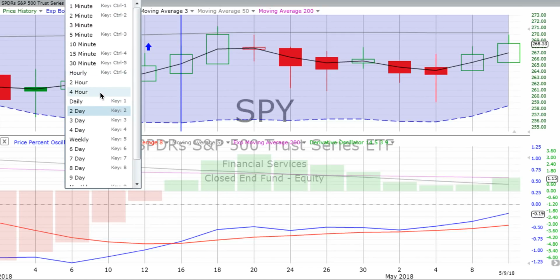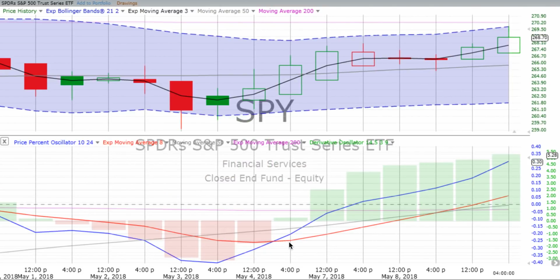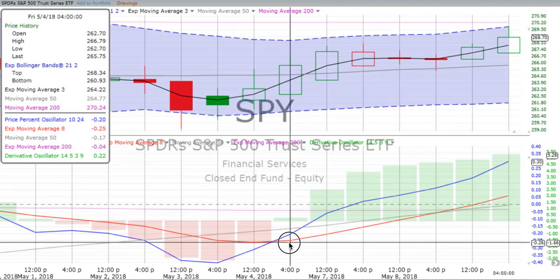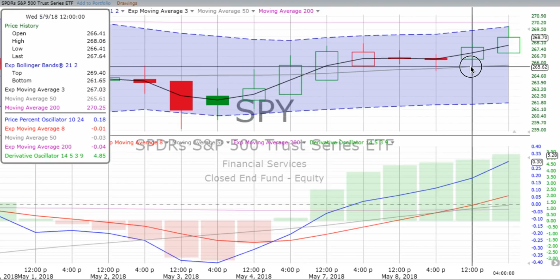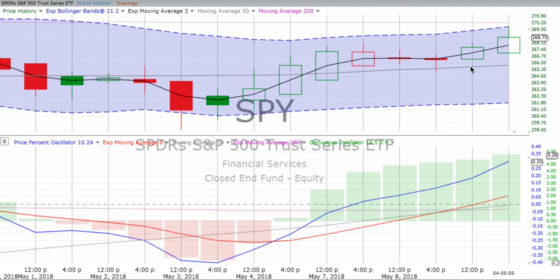We look at the 4-hour chart. What do we see? Well, it crossed over going up back in the afternoon on Friday the 4th, then really went up Monday morning, and then pretty much sliding sideways until the last day, up in the morning on Wednesday, and then Wednesday afternoon.